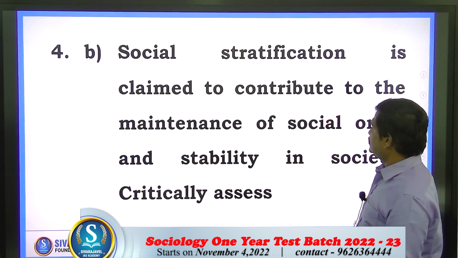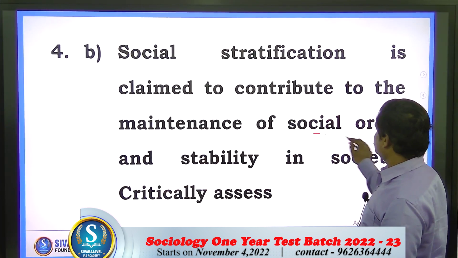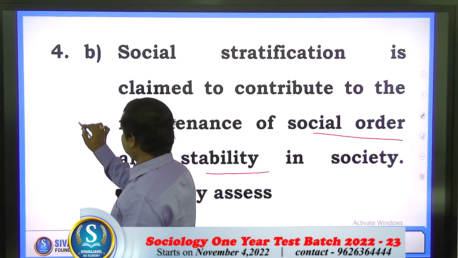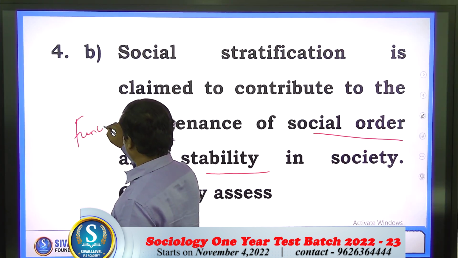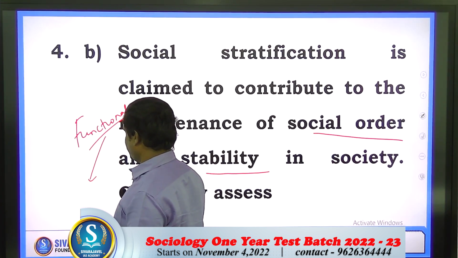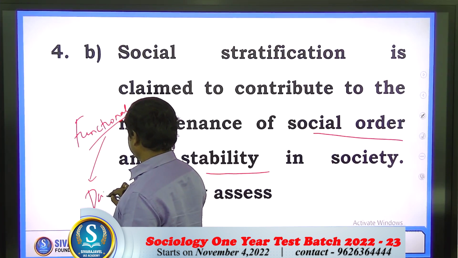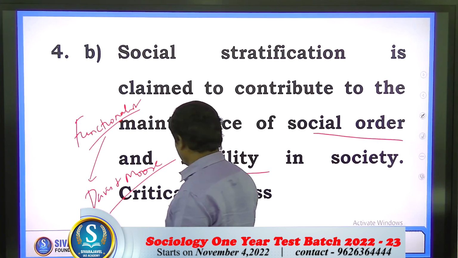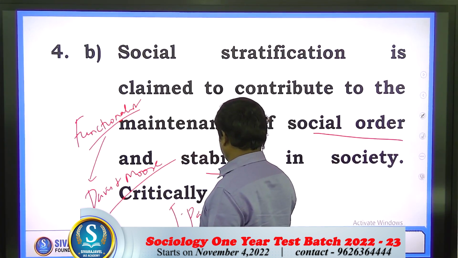Next is social stratification, social order and stability. A very simple question: the functionalist theory of social stratification. This is given by Davis and Moore, also Talcott Parsons.